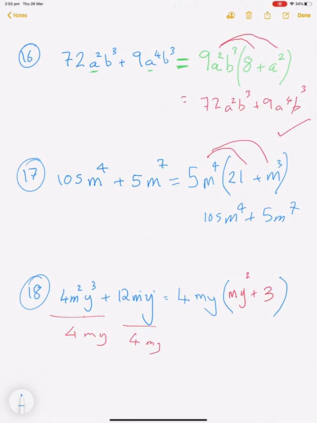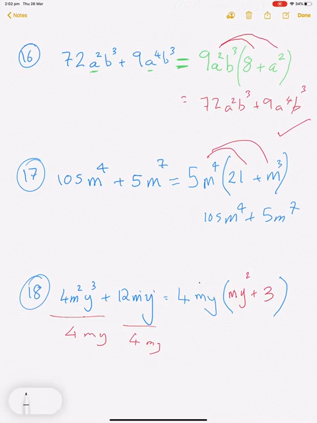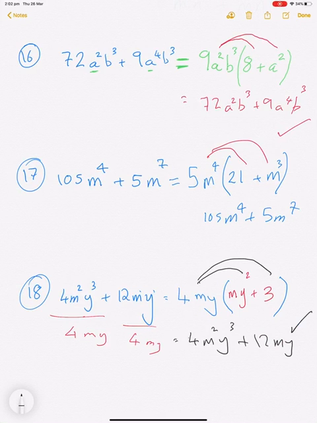Okay, let's see if this gives the right answer. If it doesn't, we need to go back. So let me just reiterate, a great way of doing this is to multiply back out to check. So we got 4m squared y cubed plus 12my. Okay, and we know that's correct.